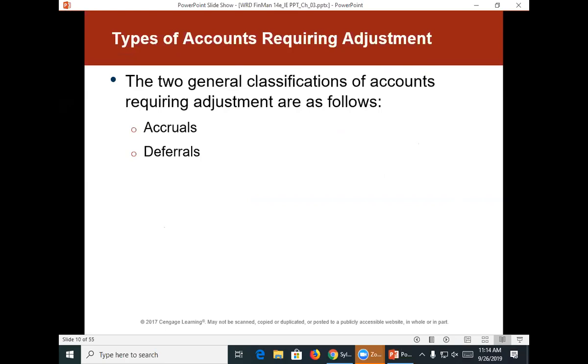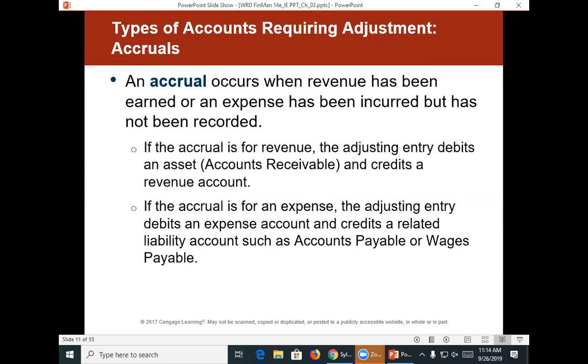So we have two main types of adjusting entries. We have accruals. We have both accrued expenses and accrued revenues. And then we have deferrals, deferred expenses or deferred revenues. So we're going to look at both types here. So an accrual is when revenue has been earned or an expense has been incurred, but we just haven't recorded it yet.